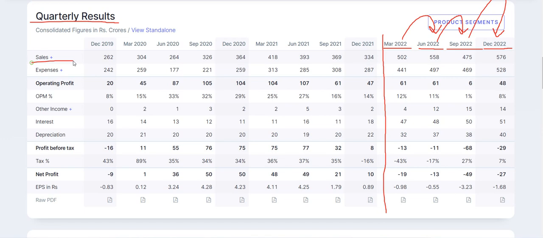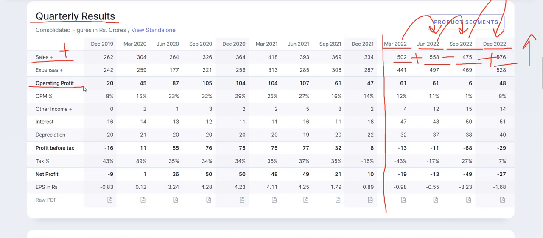Coming to the sales figure, it is 502 crore rupees. From there, it increased to 558 crore rupees. Then it decreased to 475 crore rupees, and further increased in the December quarter to 576 crore rupees. So leaving one quarter, every quarter sales is increasing, so we'll mark it on the positive side.